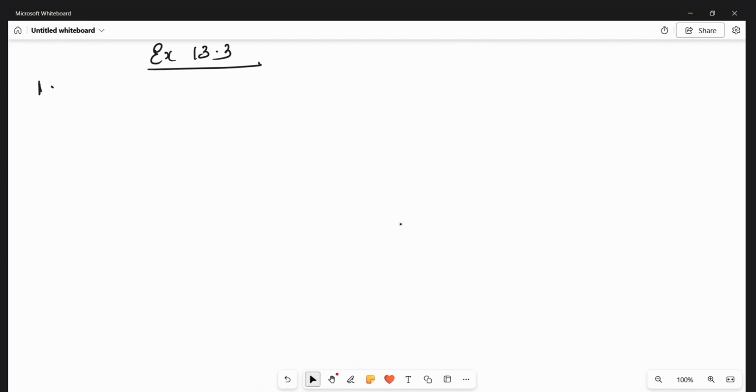First one. The following frequency distribution gives the monthly consumption of electricity of 68 consumers of a locality. Find the median, mean and mode of the data and compare them. So we will do the median only. Then for the second one, we'll calculate the missing frequencies x and y. So here, calculate the median.